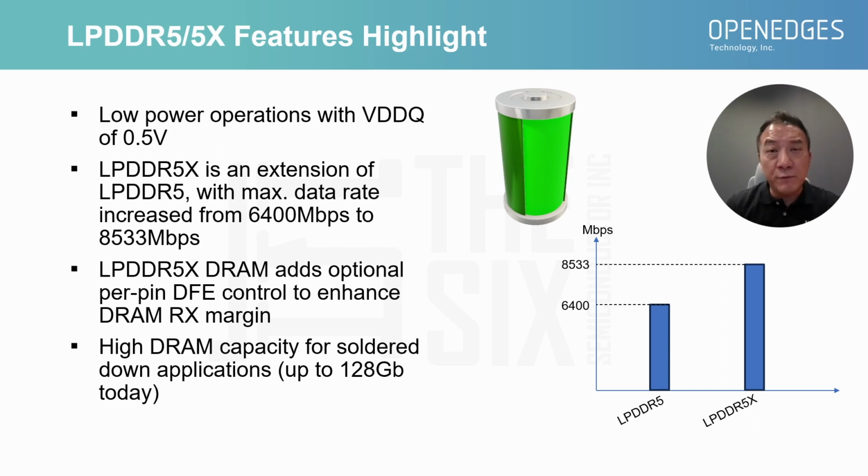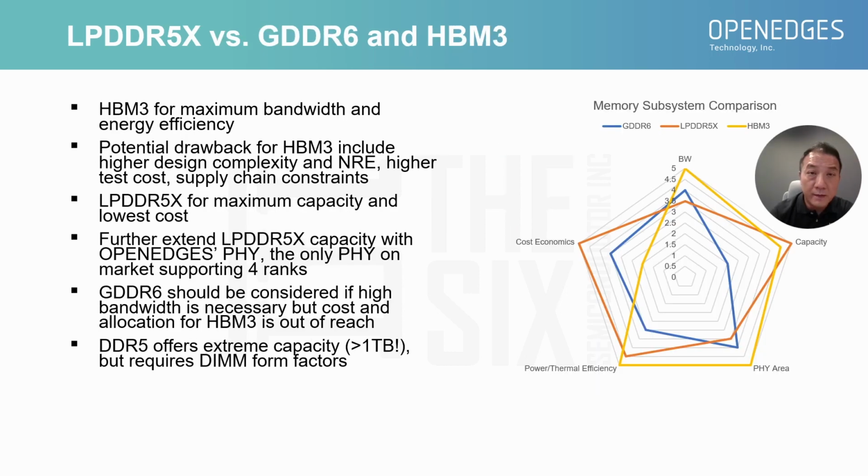As the physical channel remains relatively the same for platforms that use LPDDR memory, the increase in speed does represent an electrical bandwidth challenge for LPDDR5X. That is why it has added an optional per pin DFE feature to help enhance the receiver margin at the DRAM. LPDDR5 and 5X is a very high capacity DRAM type for use in solder down applications, with 128 gigabit packaged parts available today.